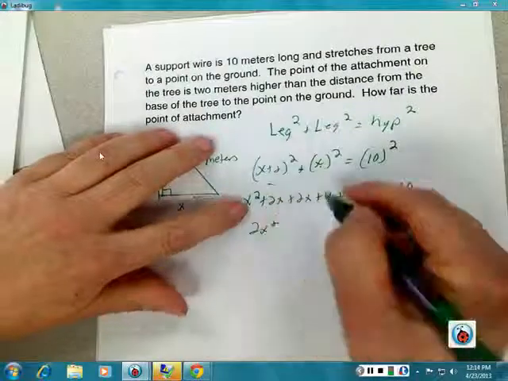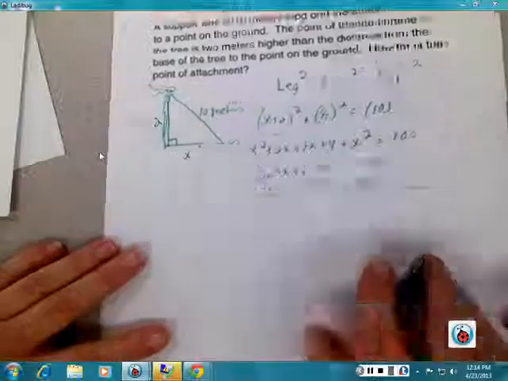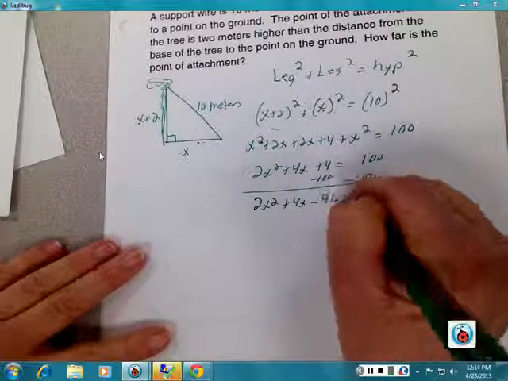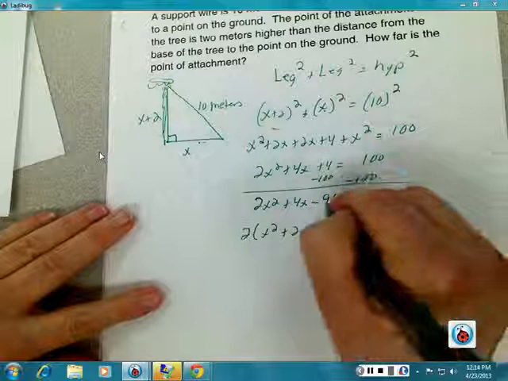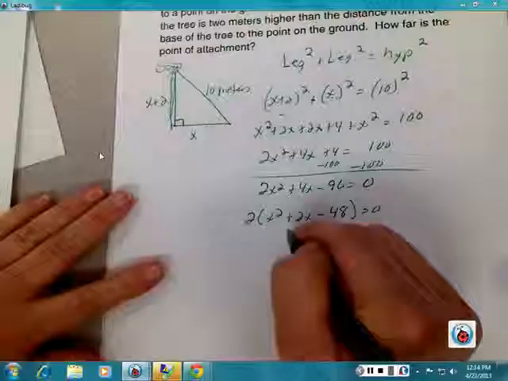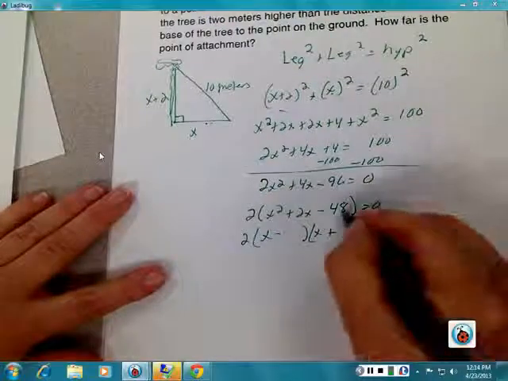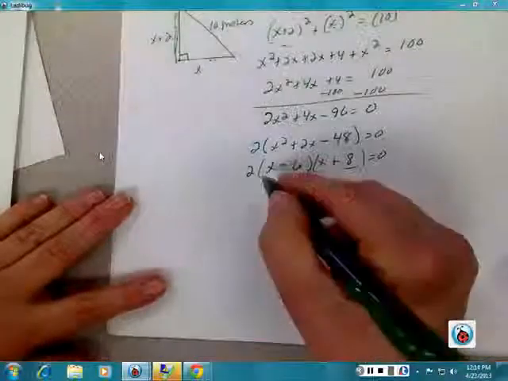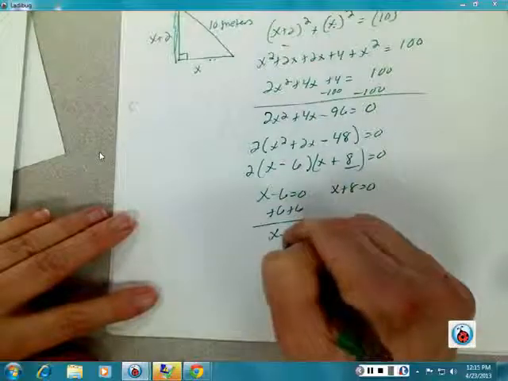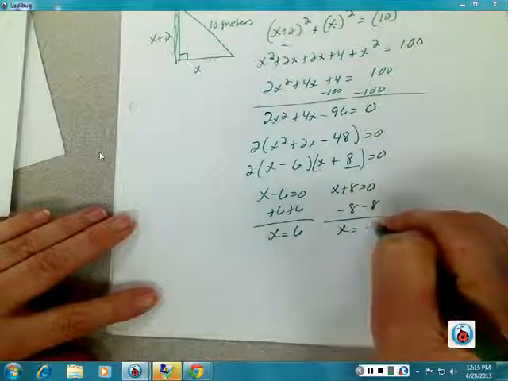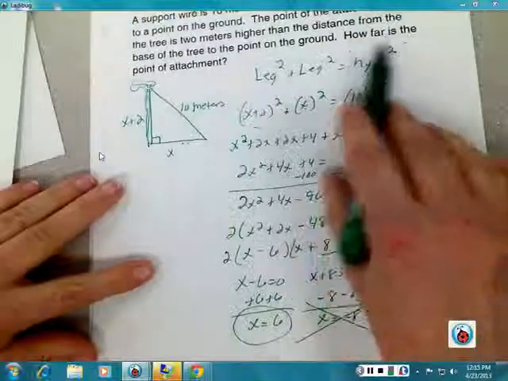Combine like terms, I have 2x squared plus 4x plus 4 is equal to 100. Subtract 100 and get 2x squared plus 4x minus 96 is equal to 0. Once again, pull out a 2. 2 goes into 4, 2 times, and 2 goes into 96, 48 times. See if I can factor this. It's going to be a negative and a positive, but the positive needs to be bigger, and 48 is 8 and 6. Set each equal to 0. Add 6. So I find x is equal to 6. Subtract 8. X is equal to negative 8. I can't use a negative 8 because I'm looking at distance. So 6 is what I use.